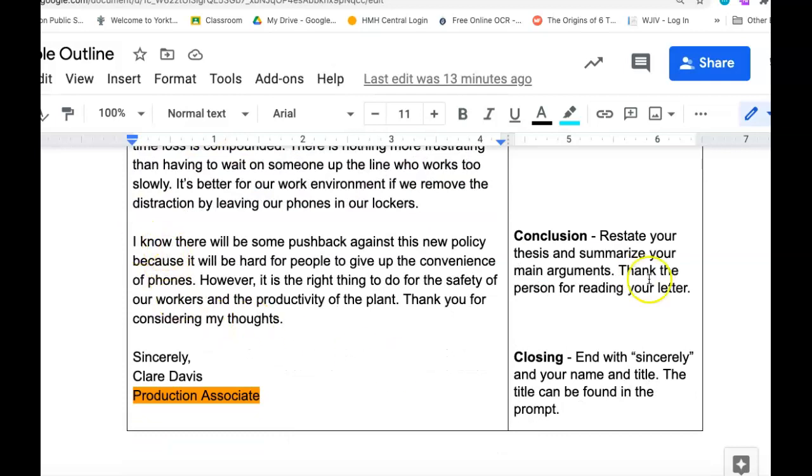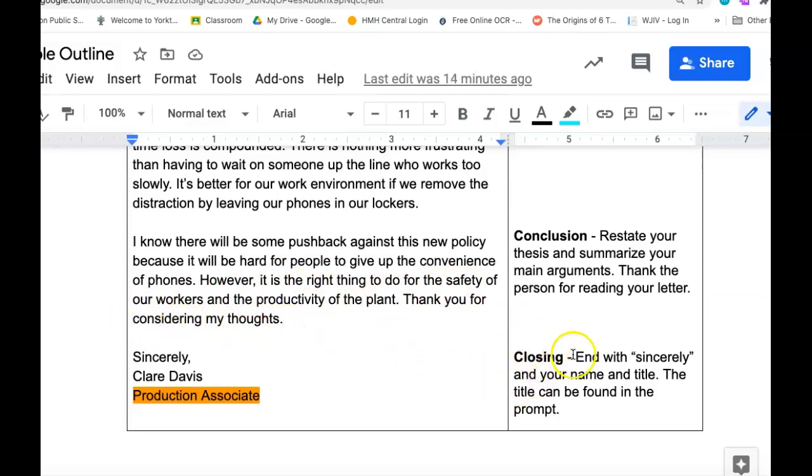Conclusion. In your conclusion, you're going to restate your thesis and summarize your main arguments. Thank the person for reading your letter. I know there will be some pushback against this new policy because it will be hard for people to give up the convenience of phones. However, it is the right thing to do for the safety of our workers and the productivity of the plant. Thank you for considering my thoughts.